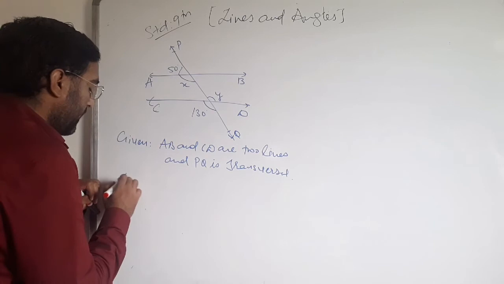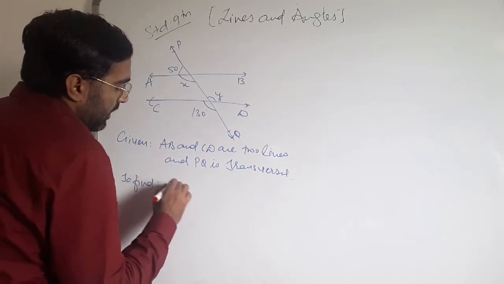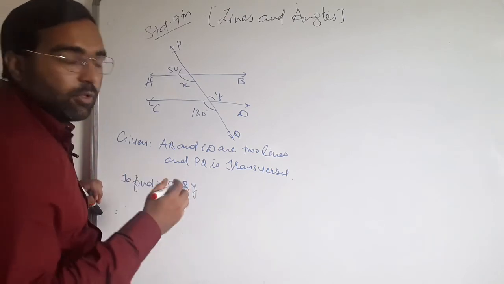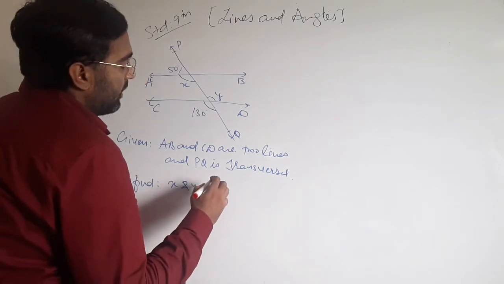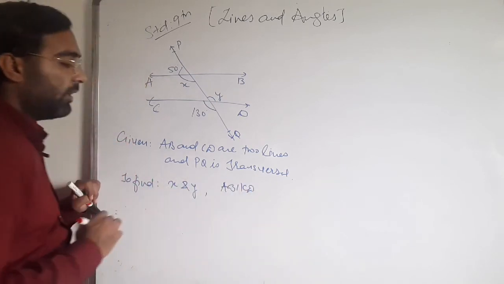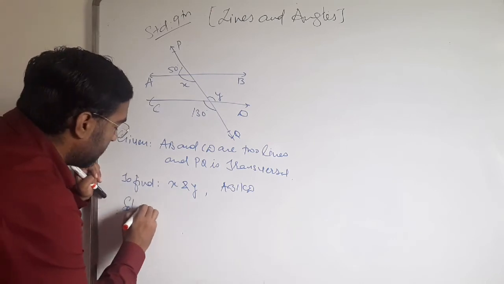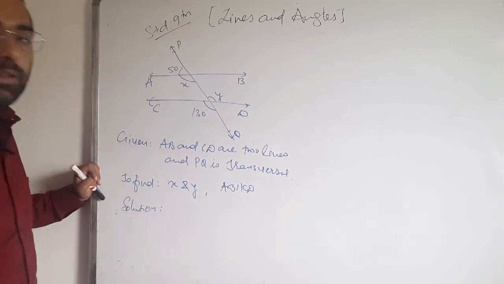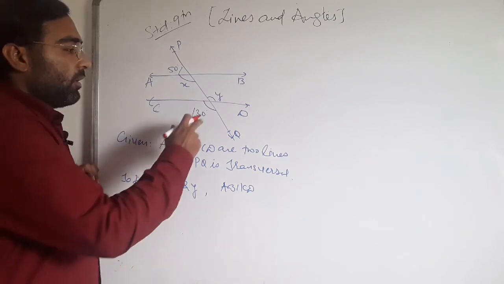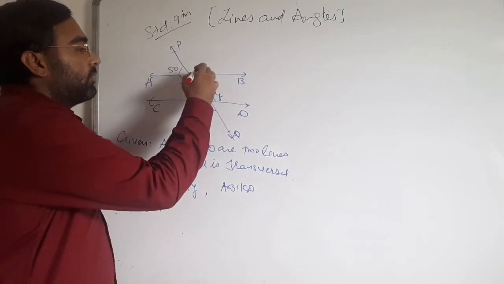Okay, so we have to find the value of x and y, and also we have to prove that AB is parallel to CD. Okay, so here is my solution. That is 130 degrees, and we have to name the angle here also.